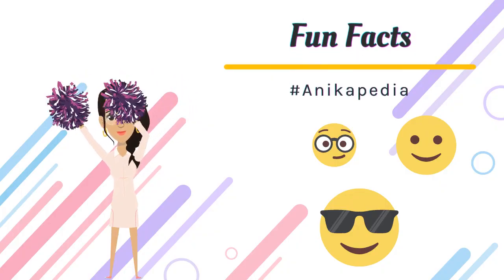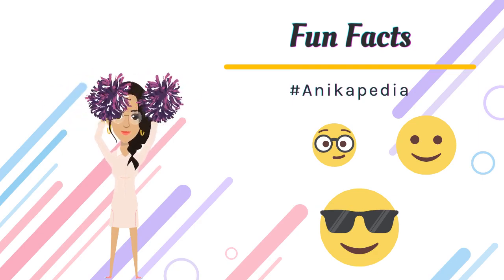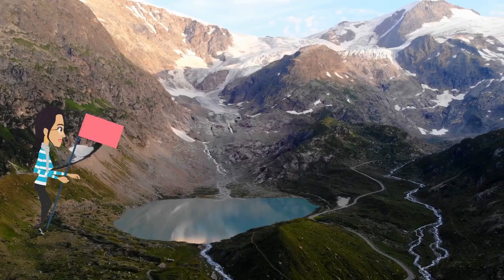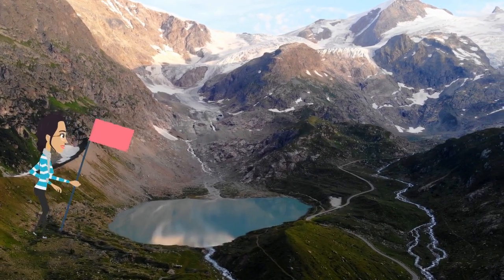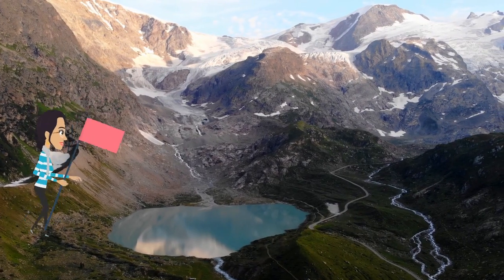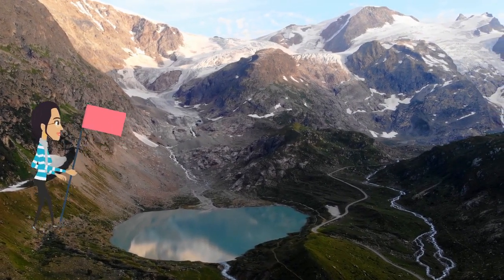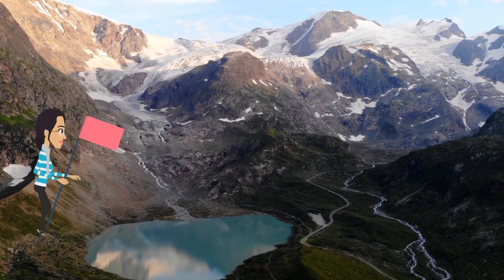Let's learn some fun facts about volcanoes with me. Let's go! It's a little known fact that the Mauna Loa volcano in Hawaii is taller than Mount Everest. This is because most of the Mauna Loa is below the ocean's surface. Whoa!